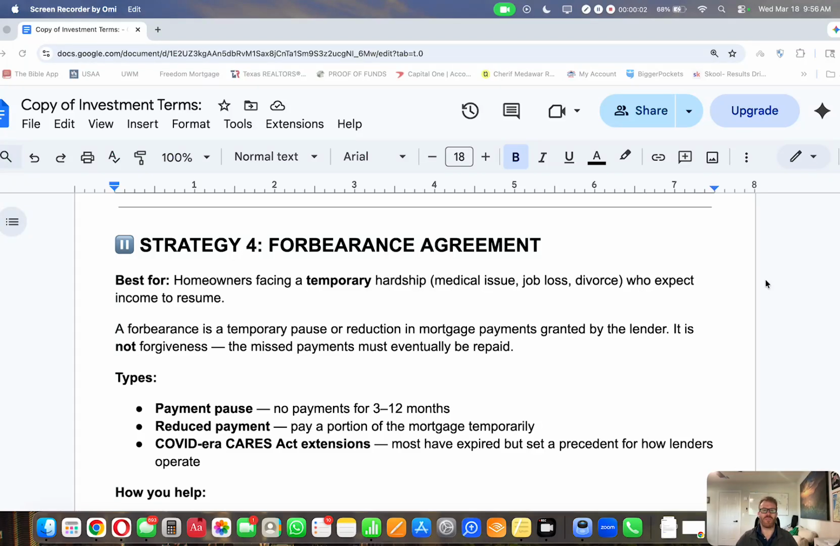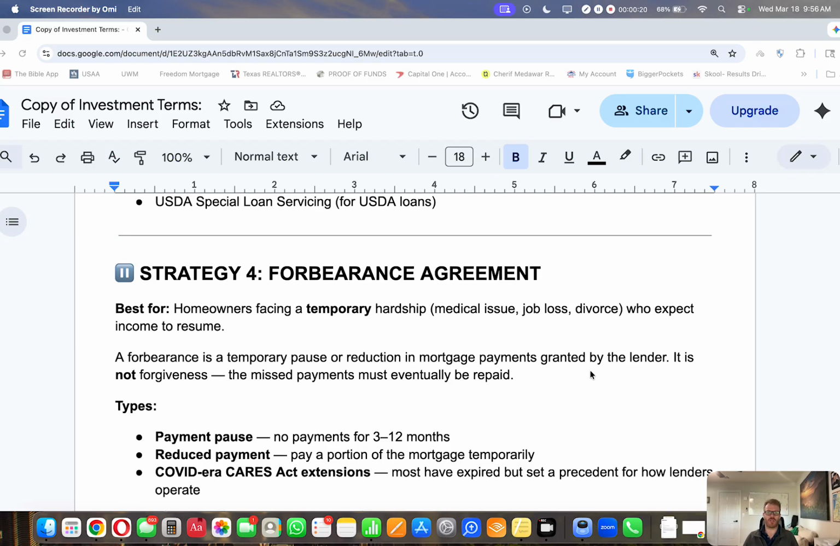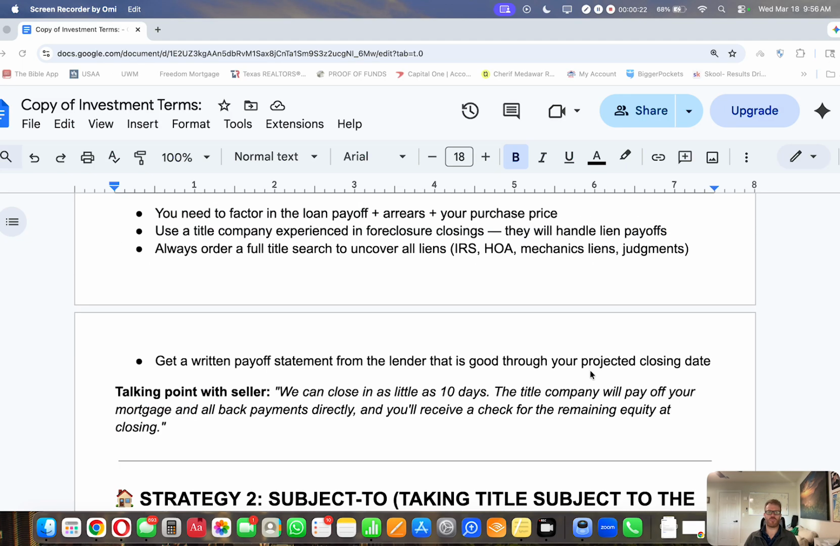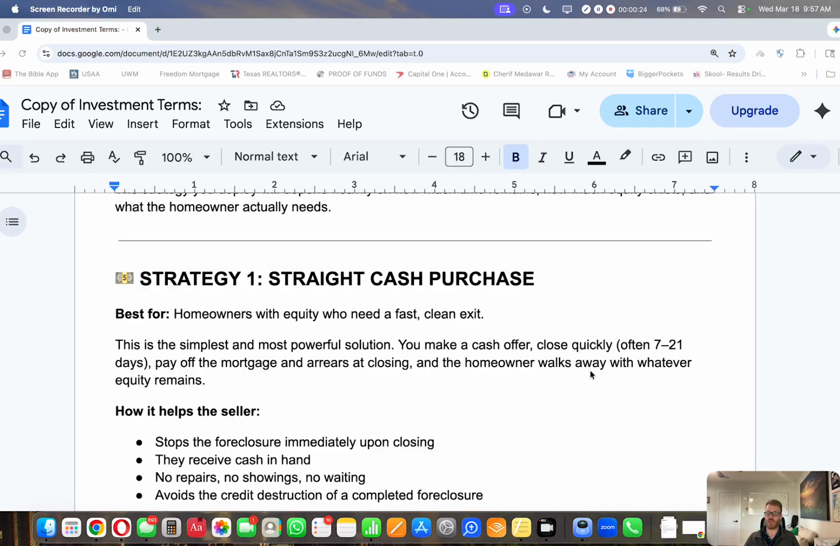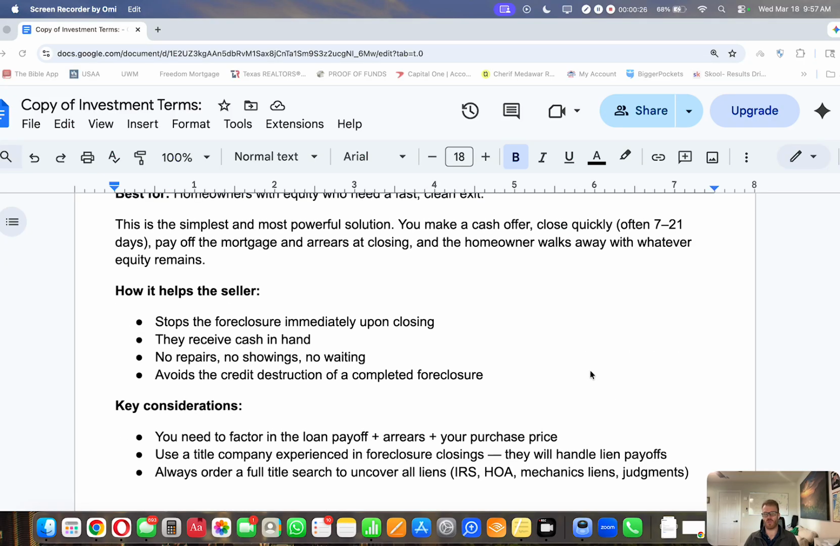So, we've been talking about helping people to somehow solve the problem of foreclosure, as that's a primary data pool or a potential client pool that we obviously have been niched with. And so last week we talked about three different strategies. We talked about a straight cash purchase and what's going on here.